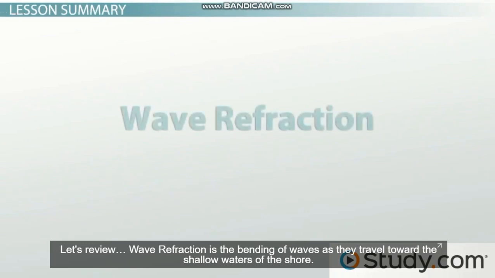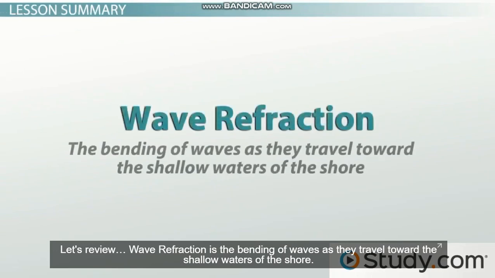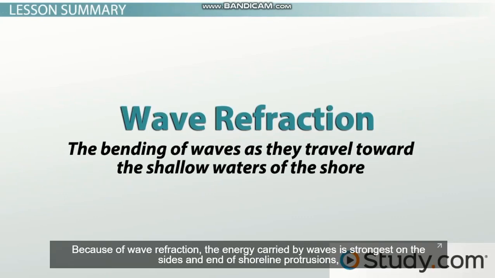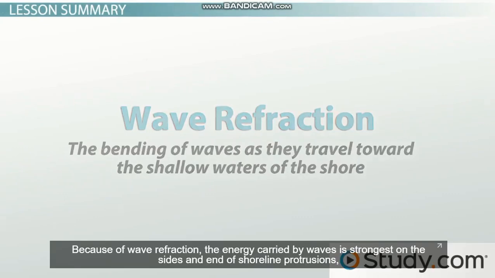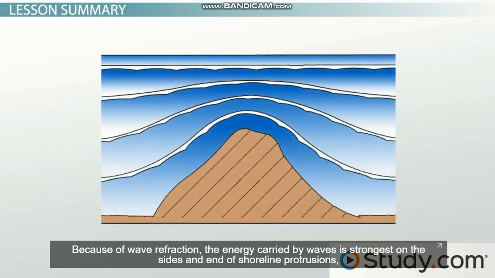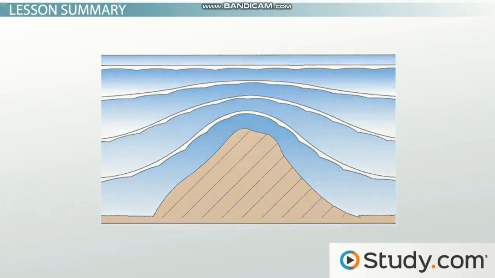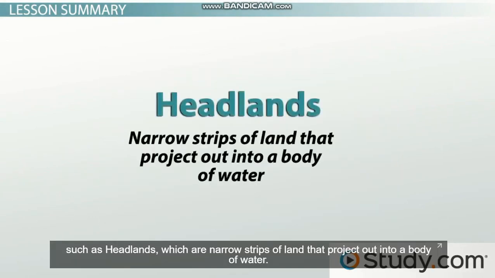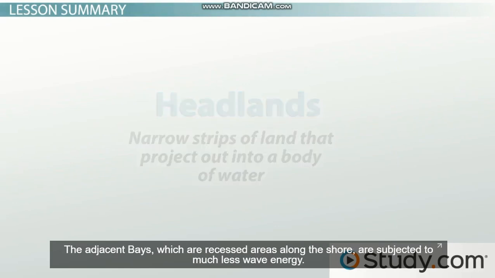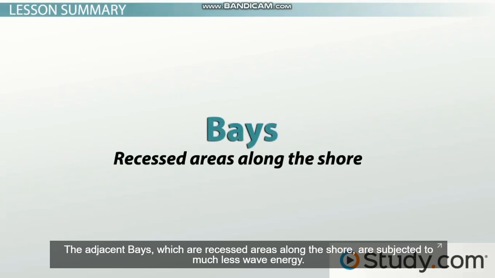Let's review. Wave refraction is the bending of waves as they travel toward the shallow waters of the shore. Because of wave refraction, the energy carried by waves is strongest on the sides and ends of shoreline protrusions such as headlands, which are narrow strips of land that project out into a body of water. The adjacent bays, which are recessed areas along the shore, are subjected to much less wave energy.